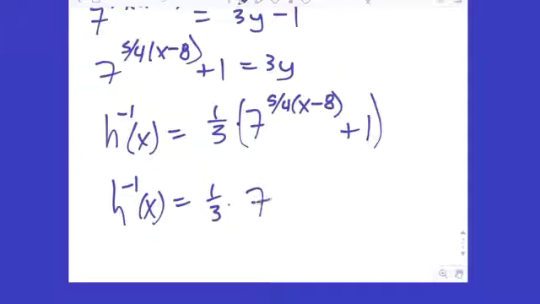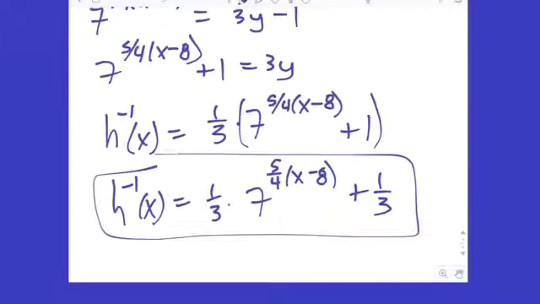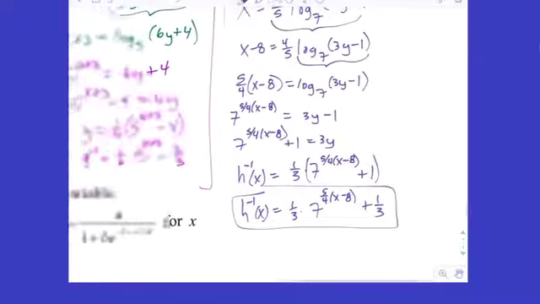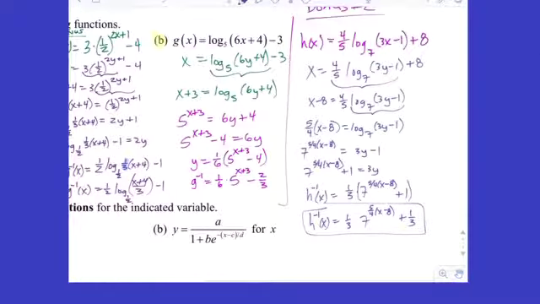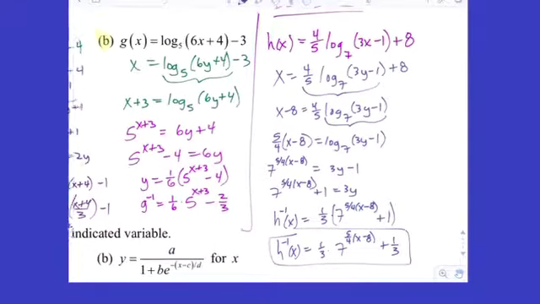So you get 1/3 times 7 to the 5/4 x minus 8, and then plus 1/3. And that would more than likely be the answer choice that you're looking for. Okay? So there's two versions of each one, starting with exponential and going to logs, starting with logs, going to exponential.